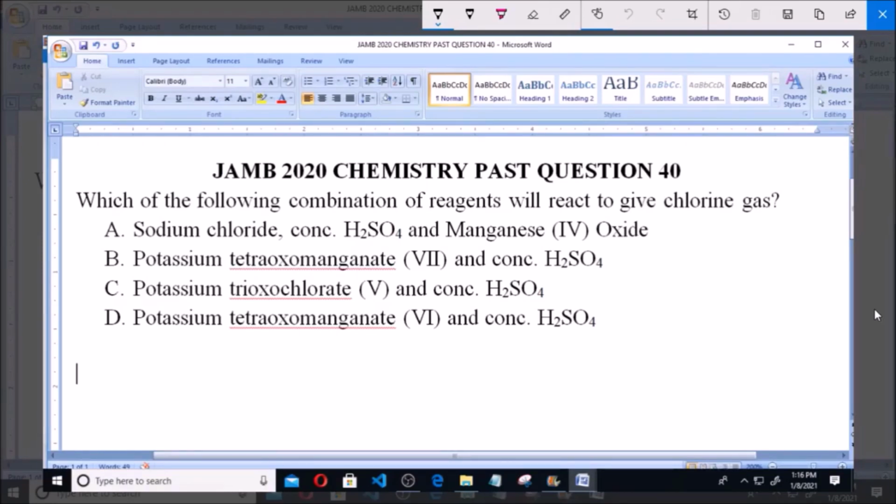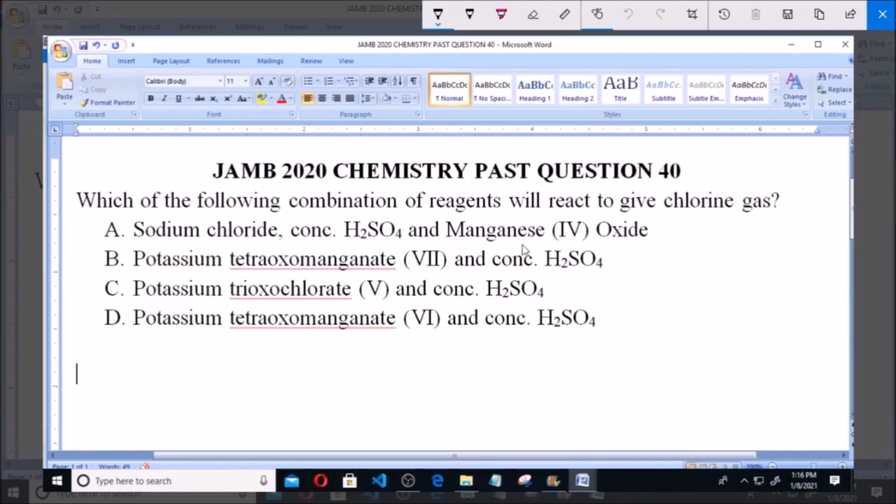I'll be answering JAMB 2020 Chemistry Past Question 40. Which of the following combinations of reagents will react to give chlorine gas? That is, which of these reagents, when reacted or combined chemically together, will liberate chlorine gas? A says sodium chloride, conc H2SO4 and manganese 4 oxide. B says potassium tetraoxomanganate 7 and conc H2SO4. Then C says potassium trioxochlorate 5 and conc H2SO4. D says potassium tetraoxomanganate 6 and conc H2SO4.